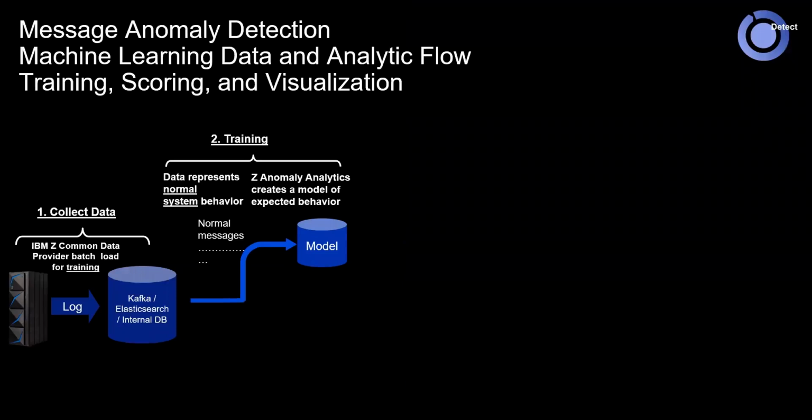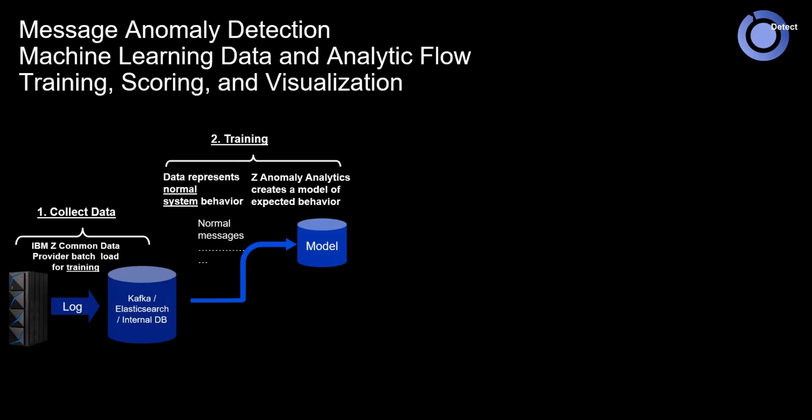Much like metric-based machine learning, this is going to follow almost an identical pattern of what the data flow looks like. So Z-Common data will provide a batch load of historical data, again, looking at normalized data.